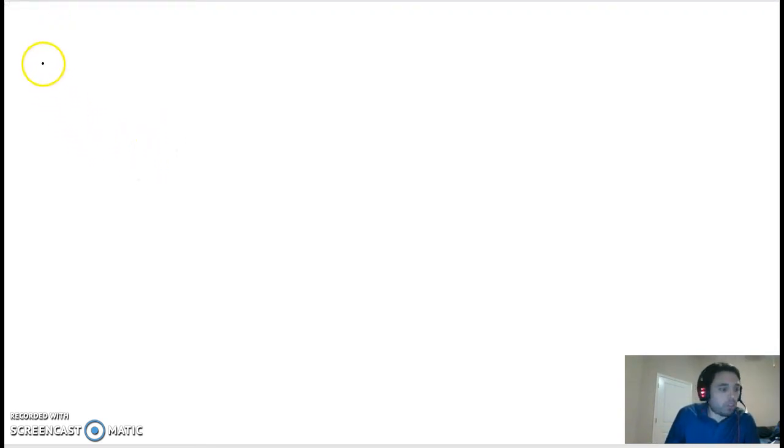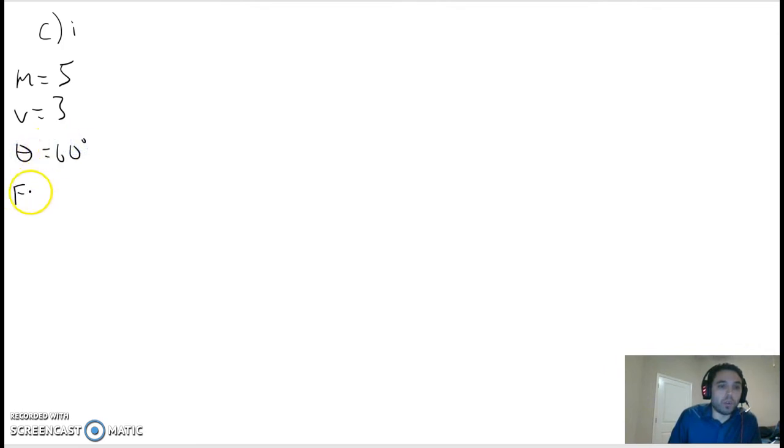All right. Part C, the fun part. Now in part C, we're going to find how much work is done by the man, by him pushing on the lawnmower, right? So let's rewrite our variables up here. The mass of the lawnmower is 5. The velocity it's going is 3. The angle was 60 degrees. The force he applied was 30 newtons. And now time, it's a 4-second interval, it says in part C.